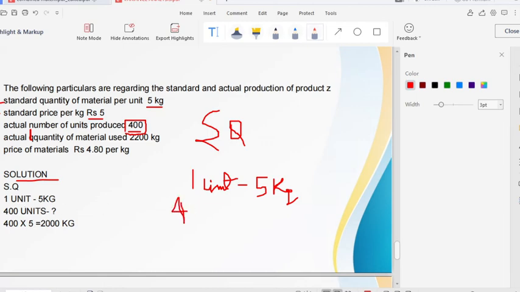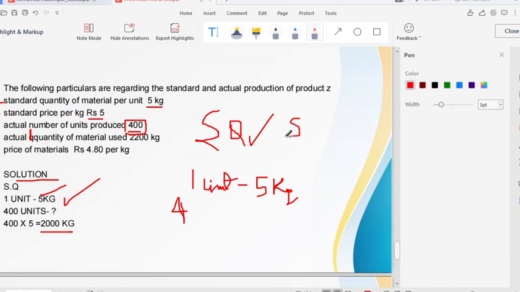See, I mentioned here, to produce 400 units, how many kg of raw material is required? Do the cross multiplication here. I'll repeat. For 1 unit, you require 5 kg of material. For 400 units, how much do you require? Got it? So 400 into 5, this will be 2000. So 2000 will be the standard quantity. I hope it is clear to you how you got 2000.